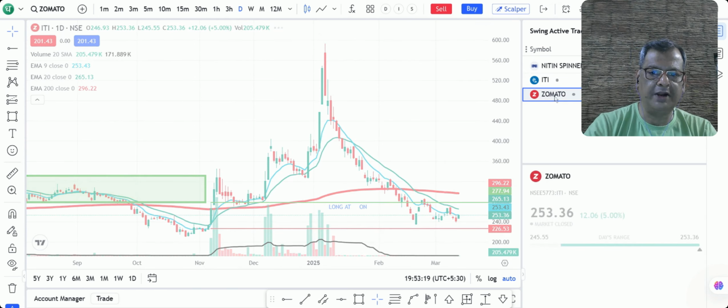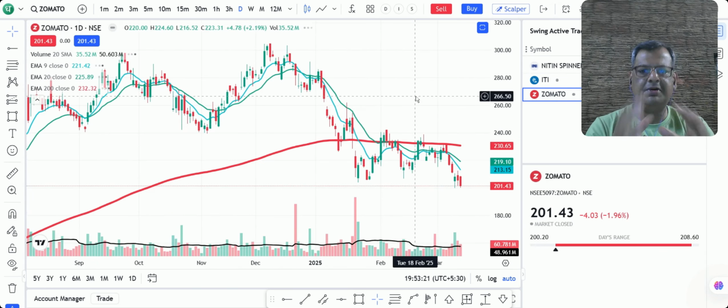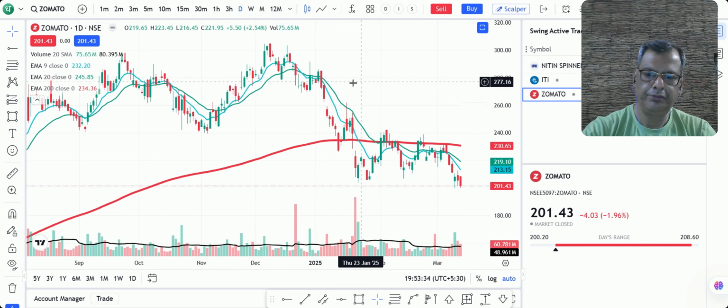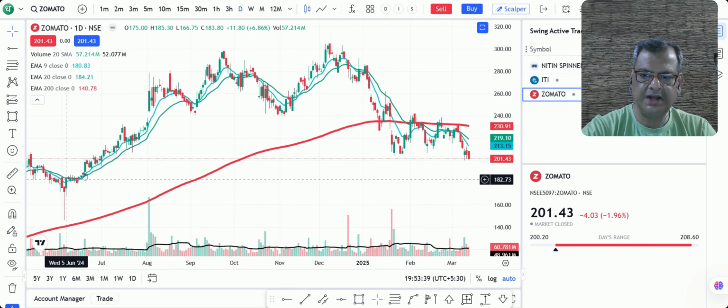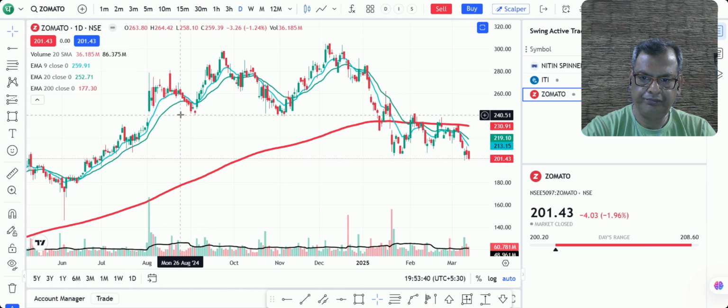Now let's go to Zomato, the app that everybody loves. I love Zomato. I'm sure you do as well because that's how we order our pizza, our Chinese, our other stuff, right? Few clicks and your food comes in half an hour, 1 hour. Right now, look at Zomato. Let's zoom in. Price is in a long-term uptrend.